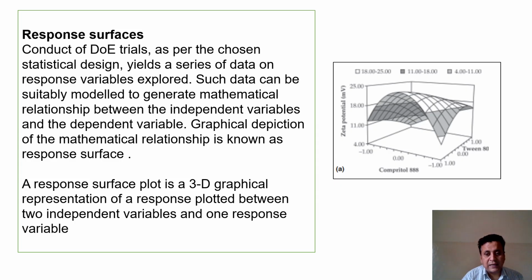Now the data which we get after the experiment has been conducted can be visualized in terms of 3D models. They are called as 3D graphical representation of the response plotted between the two independent variables and one response. Suppose we are taking two independent variables like the concentration of polymer 1 and polymer 2 and the zeta potential, which you can see in the picture. So the two excipients are the independent variables and the zeta potential is the dependent or the outcome or the response. So in this way we are showing a relationship between the two independent variables and the one dependent variable in terms of a 3D contour plot.